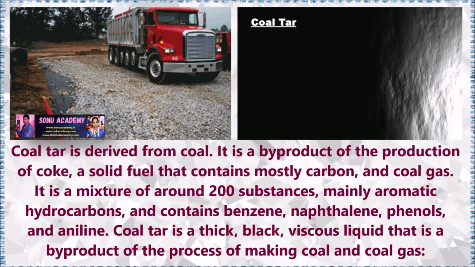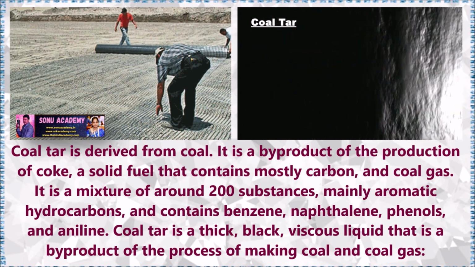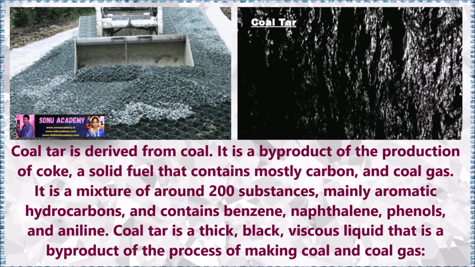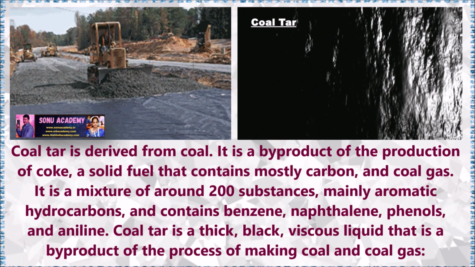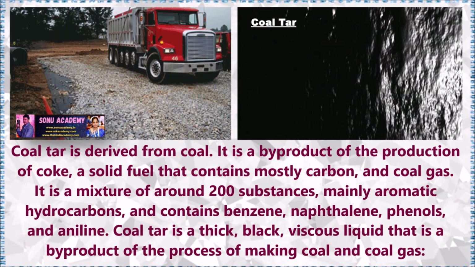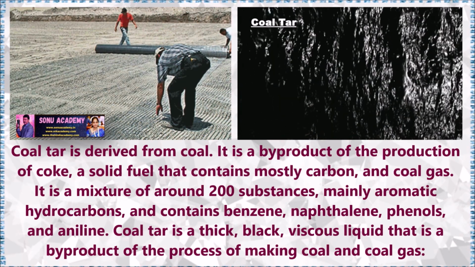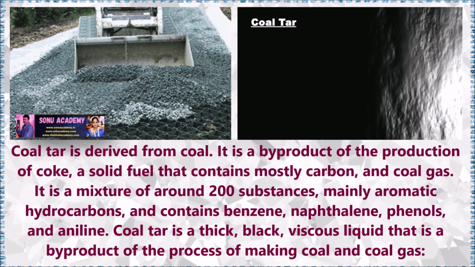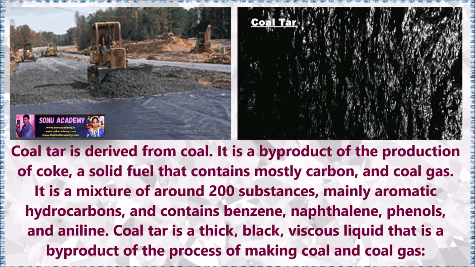Children, now let us discuss coal tar. Coal tar is derived from coal. It is a byproduct of the production of coke. It contains mostly carbon and coal gas. It is a mixture of around 200 substances, mainly aromatic hydrocarbons, and contains benzene, naphthalene, phenols, and aniline. Coal tar is a thick, black, viscous liquid that is a byproduct of the process of making coke and coal gas.